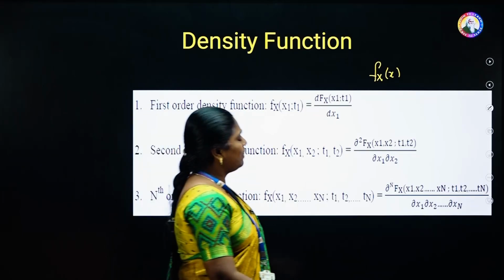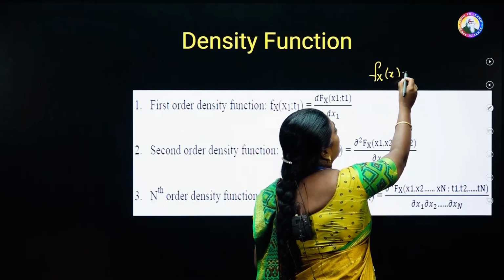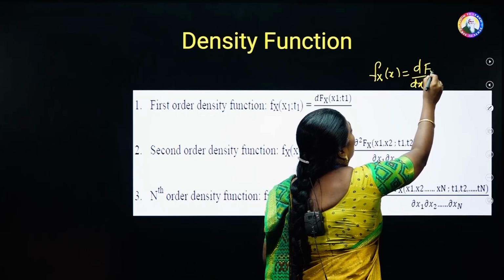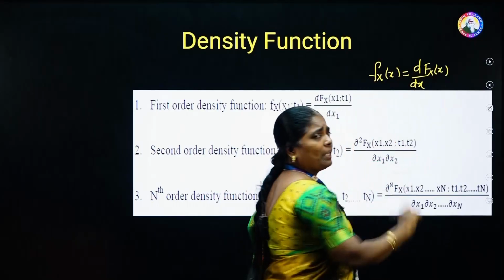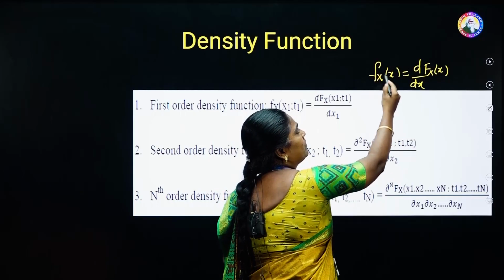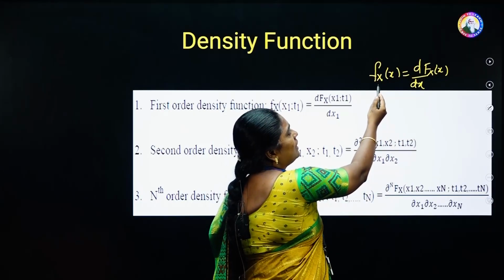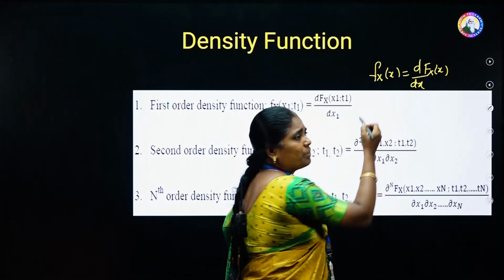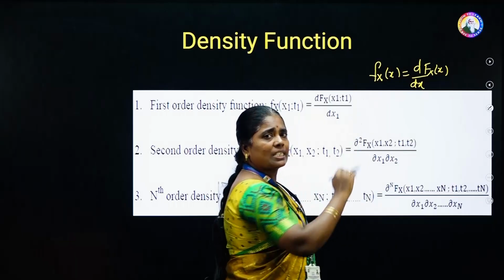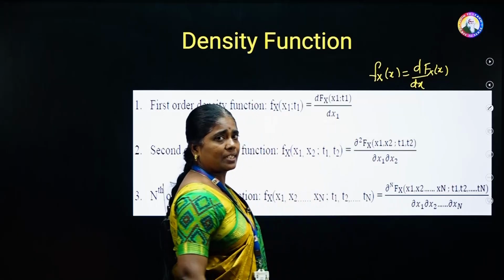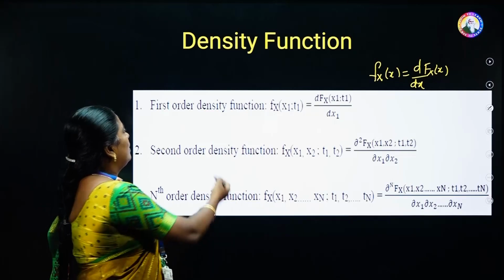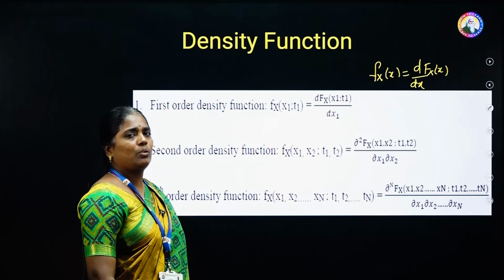In the case of a random variable, you can recall that small fx of x is nothing but d by dx of capital Fx of x. Capital Fx of x is known as the distribution function and this is the density function. That means the density function is equal to the derivative of the distribution function. This is for the case of a random variable. Now I want to extend this to the random process, that means include time t. Based on the corresponding order, we are going for either t1 or t2, etc.